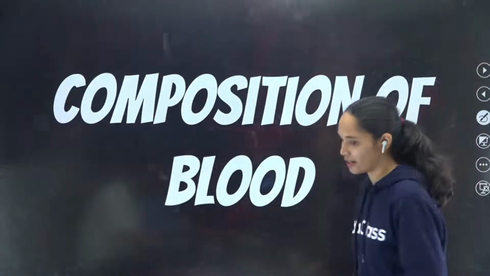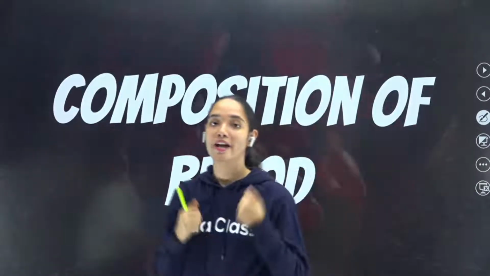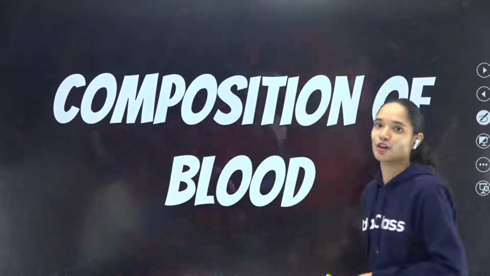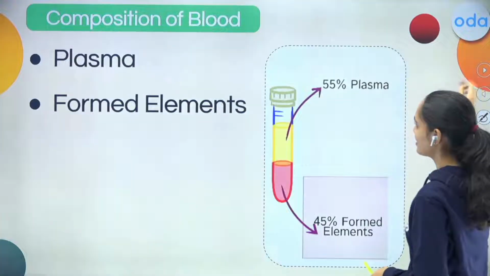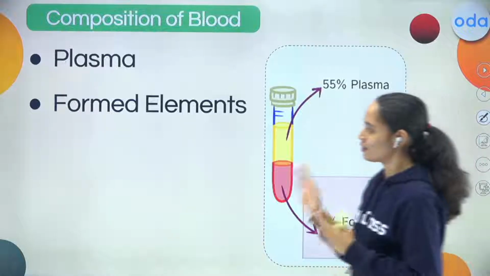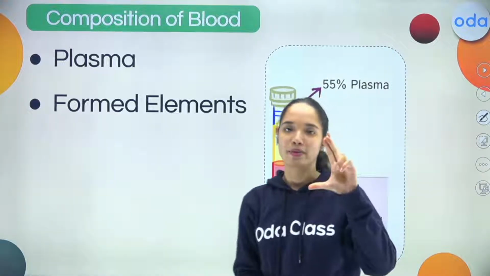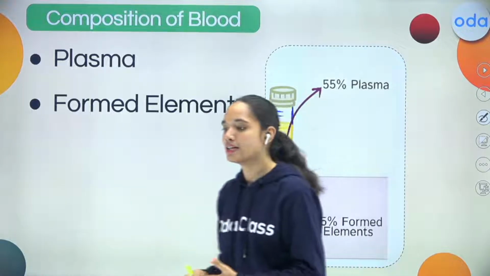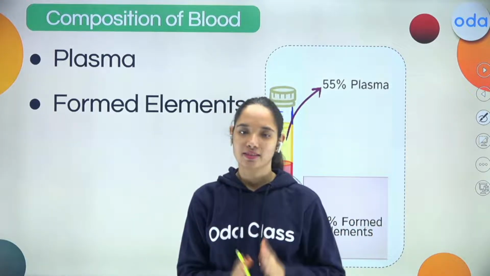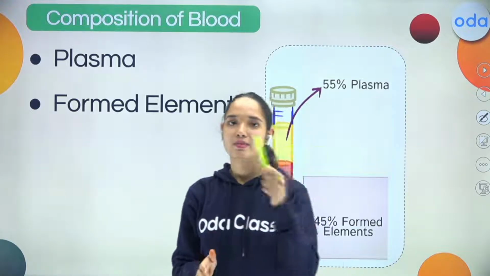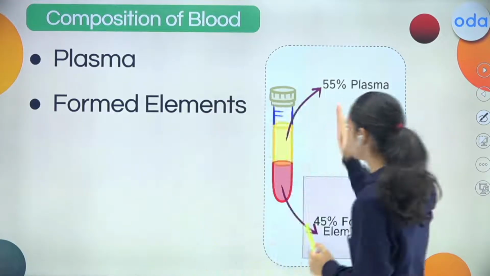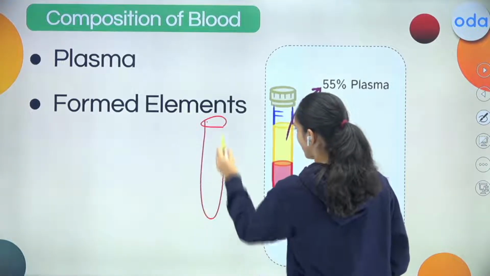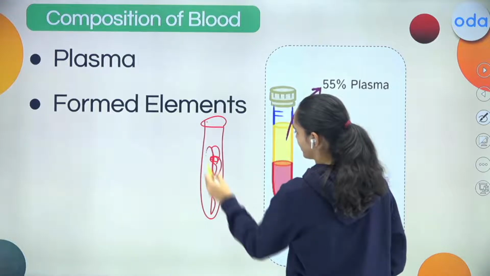Now, moving ahead, we shall see what our blood is made up of. Now, we will be learning about the composition of blood. So, my dear children, if you take a blood sample and you centrifuge it, centrifuge is basically a separating technique, that is centrifugation, where this tube spins and you can see these two parts. So basically, if you take a test tube, and your blood will be in red color here.